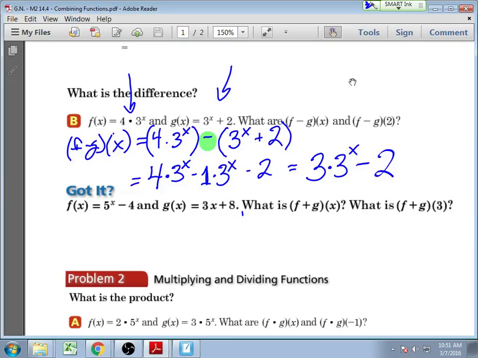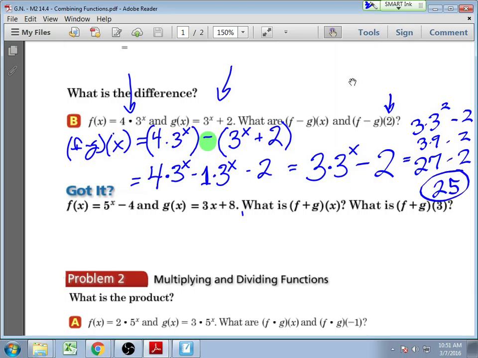So now we evaluate this and plug in a 2 anywhere we see an x. What do we get, Ben? 25. Yep. Because this is going to become 3 times 3 squared minus 2. That's 3 times 9 minus 2. That's 27 minus 2, which becomes 25.